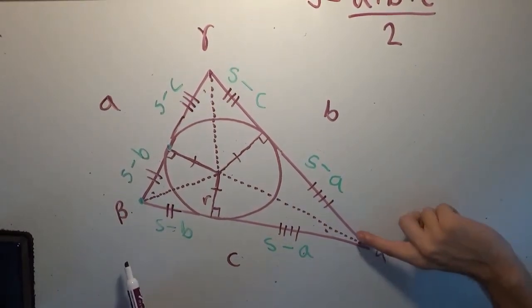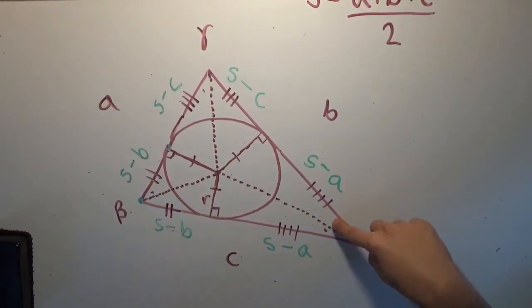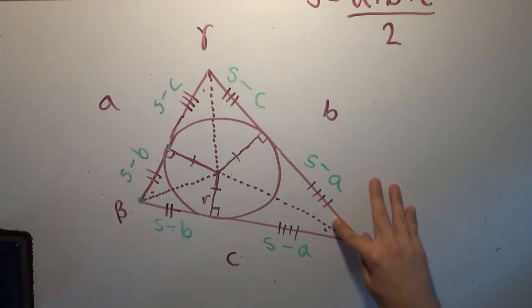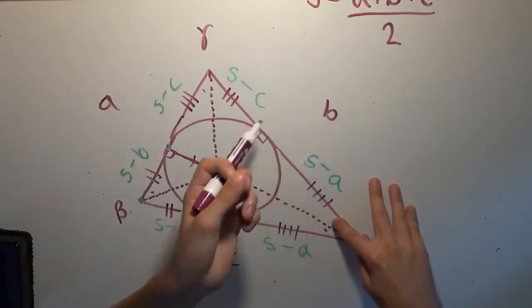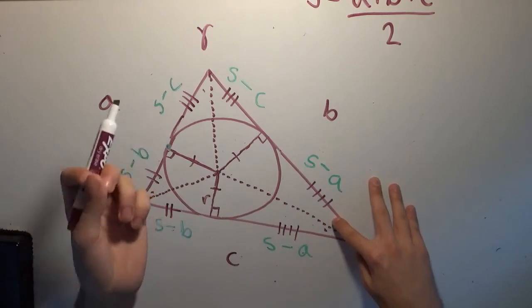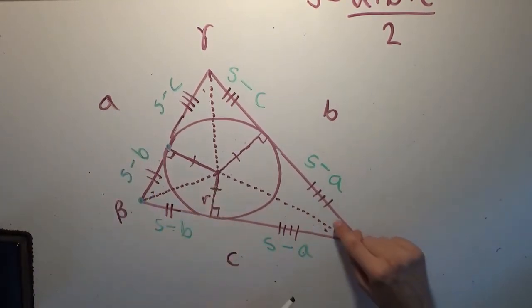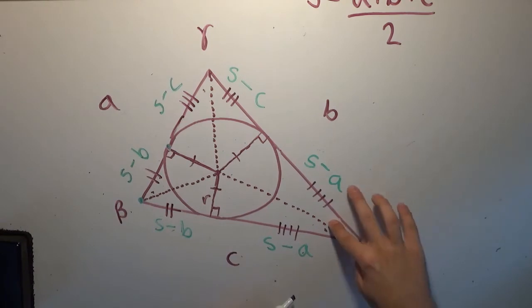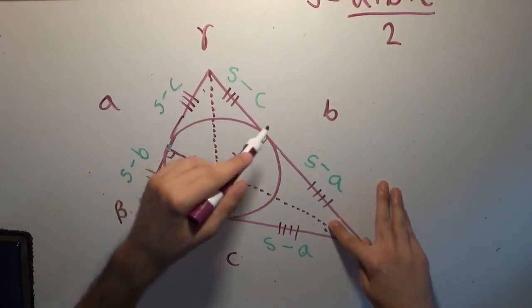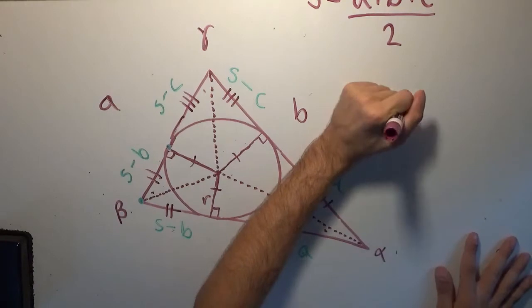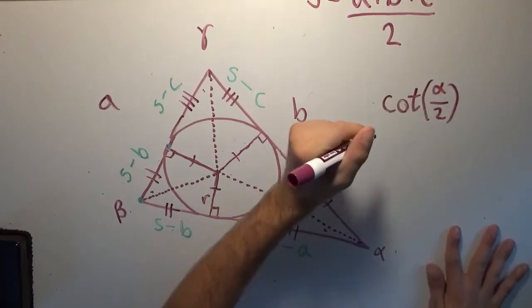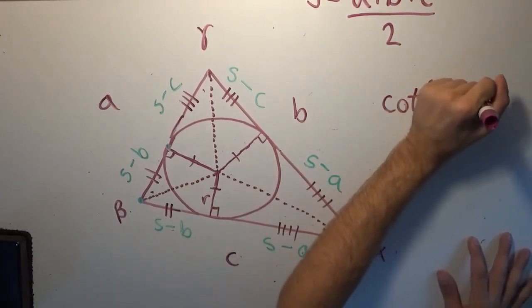The cotangent of alpha over 2, remember what's cotangent? It's the reciprocal of tangent. Tangent is opposite over adjacent, so cotangent must be adjacent over opposite. And because the dotted line is the hypotenuse, the adjacent side to alpha over 2 is S minus A, and the opposite side is little r. So we know that the cotangent of alpha over 2 is equal to S minus A over little r.